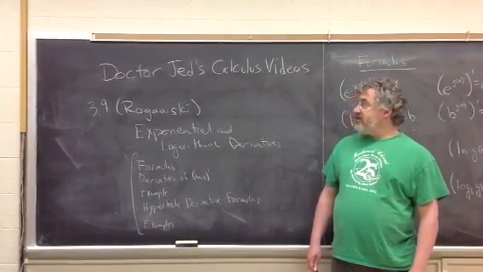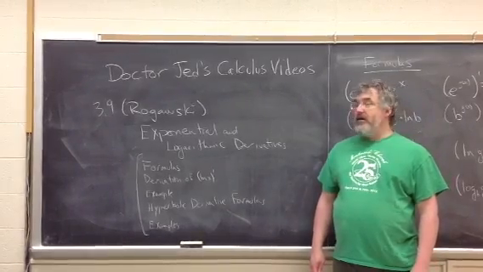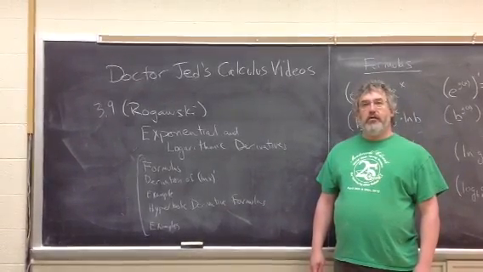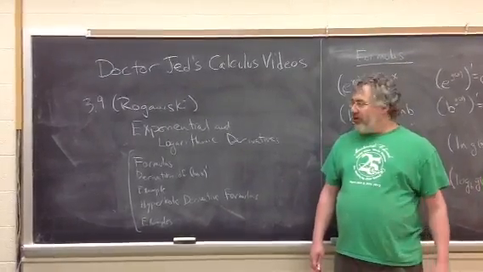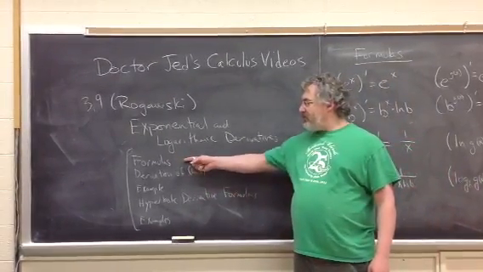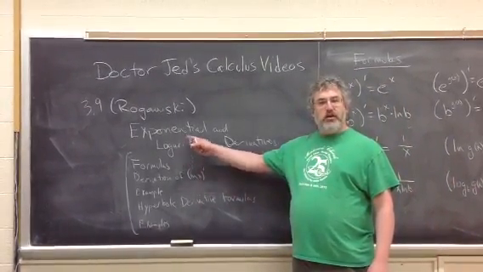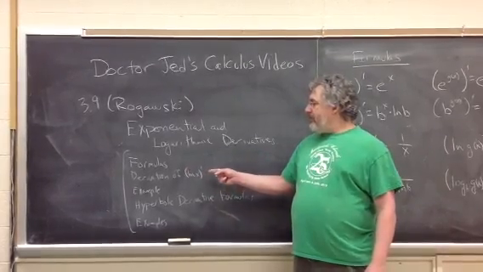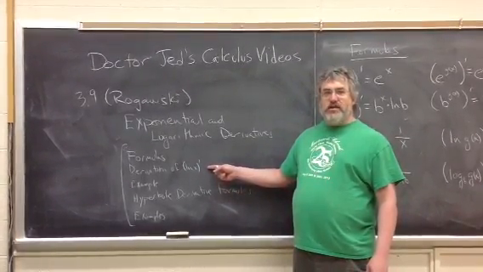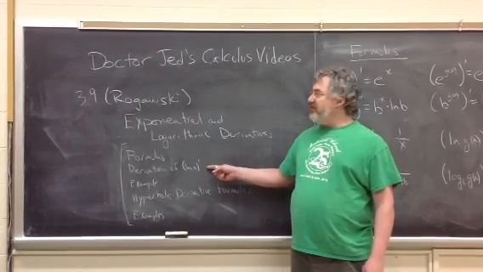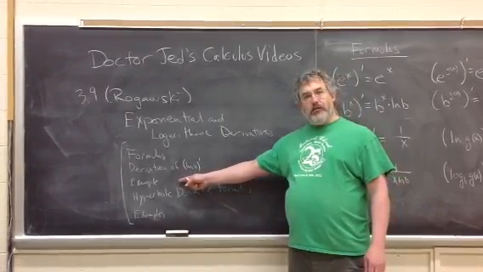Today's lesson is section 3.9 from Rogawski, exponential and logarithmic derivatives. We've seen some of these before, but they put them all together and added some more. So the first thing we're going to do is go over the formulas, finding the derivatives for exponential and logarithmic forms. I'm going to derive the derivative of the natural log of x using the inverse function theorem from the previous section. Then a quick example.